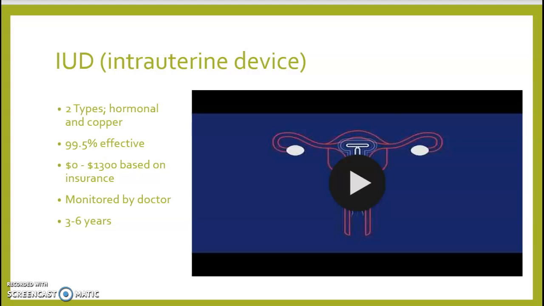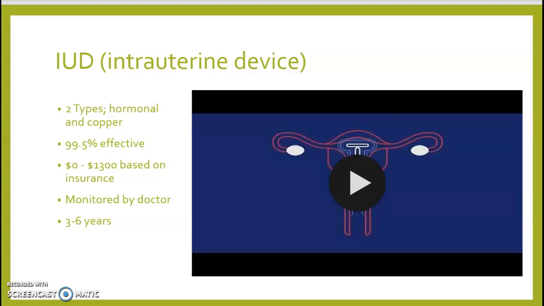The IUD is, well, there's two different types, hormonal and copper. These are both in the category of hormonal. The nice thing about an IUD is that it is inserted by a doctor. It can be left in for up to 5 years. And, you know, if a woman wants to get pregnant, it can just be taken out and then she can try to get pregnant.